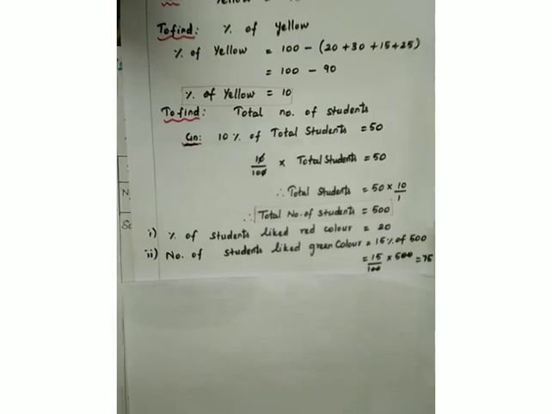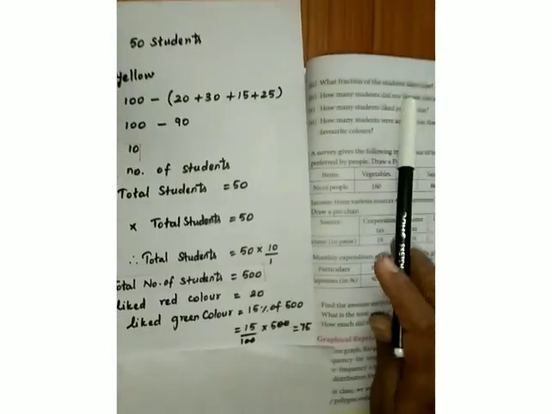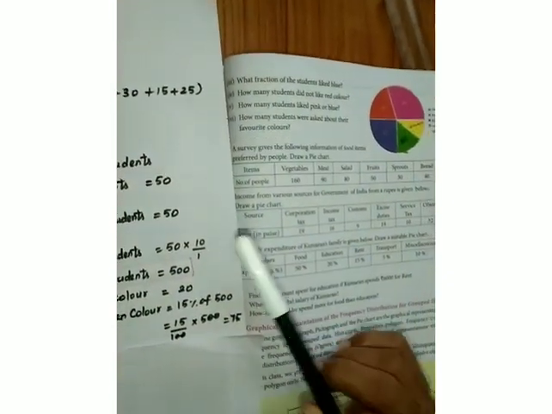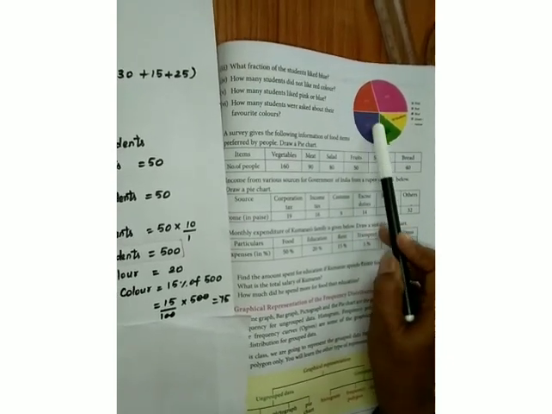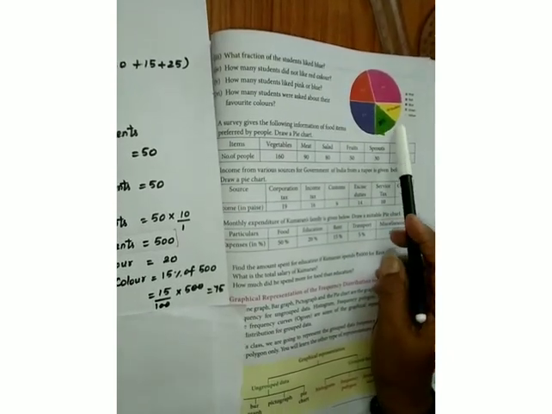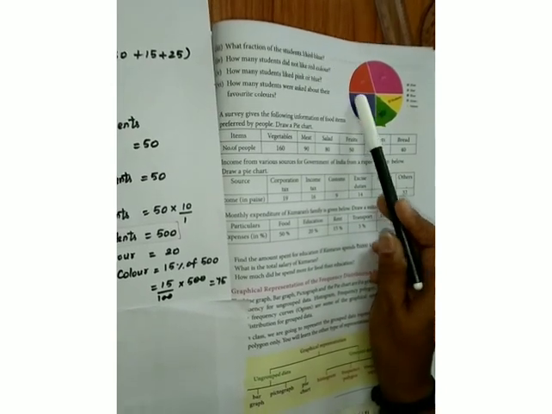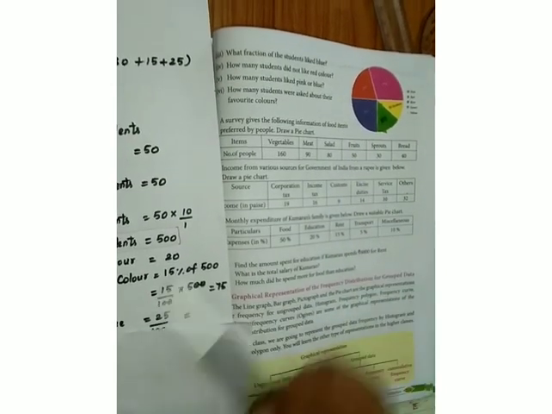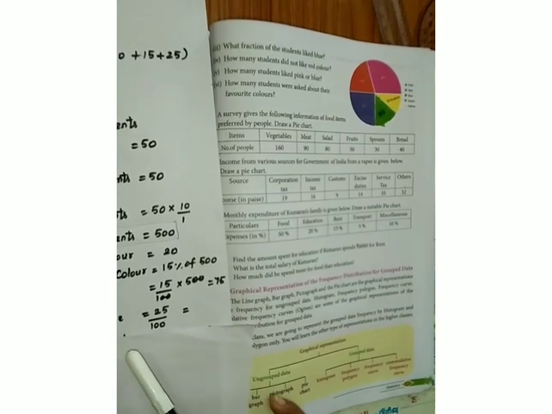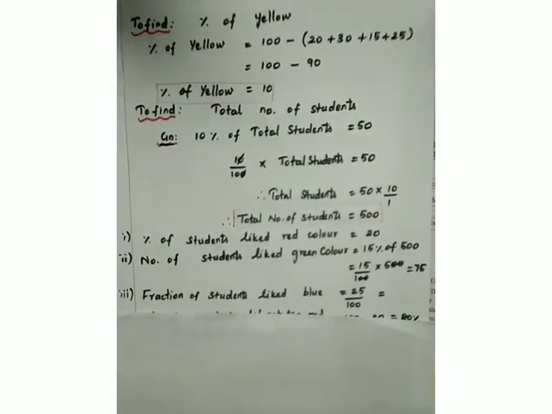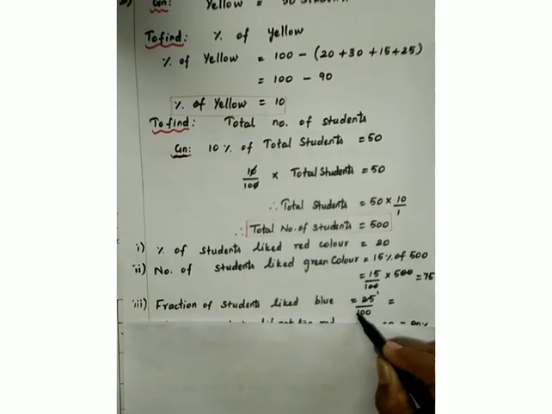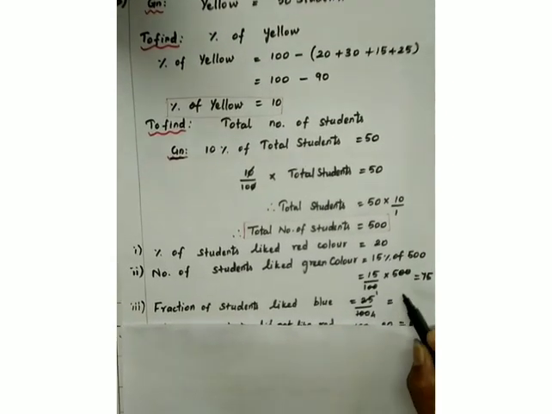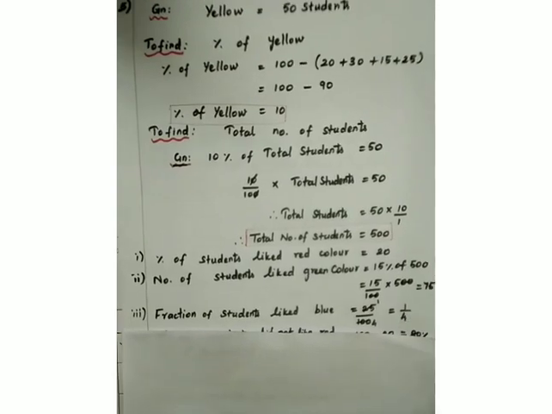Then the third subdivision: what fraction of the students liked blue? So here in the diagram, 25% is given in the blue column. So we are going to convert 25% into a fraction. The fraction of students who liked blue color is 25 by 100. That we can reduce. 25 ones are 25, 25 fours are 100. Therefore the fraction is 1 by 4.